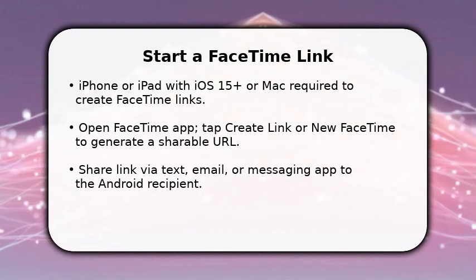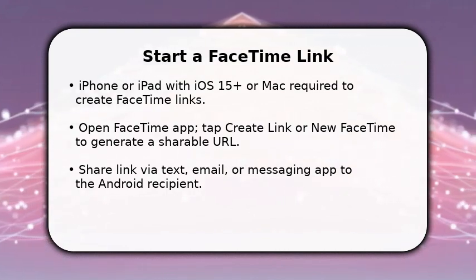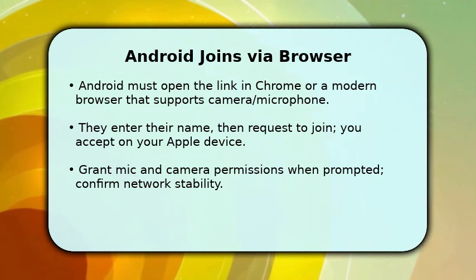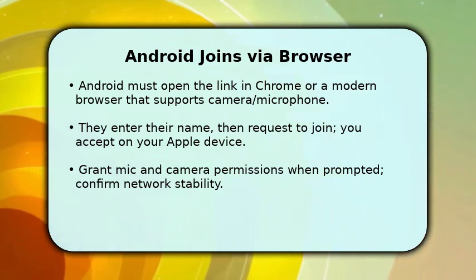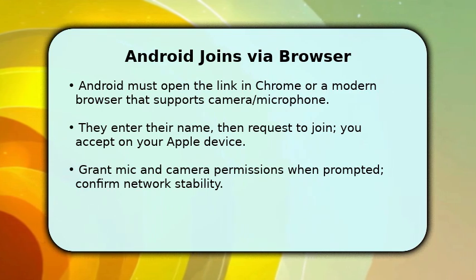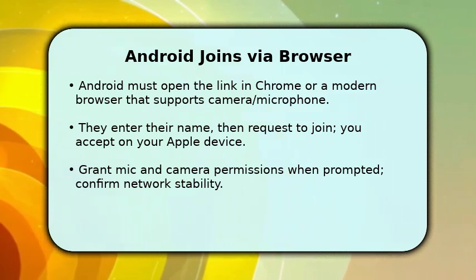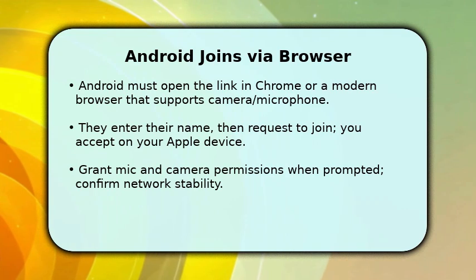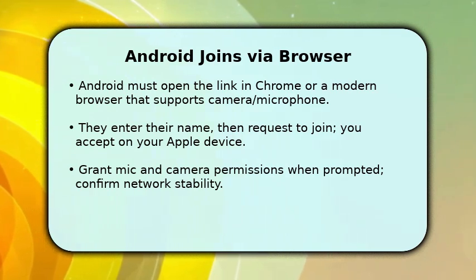When the Android recipient taps the link, instruct them to open it in Chrome or another up-to-date browser. Safari isn't on Android. They'll type their display name, tap Join, and then wait while you receive the request on your Apple device. Make sure to accept promptly, otherwise they stay in the waiting lobby.